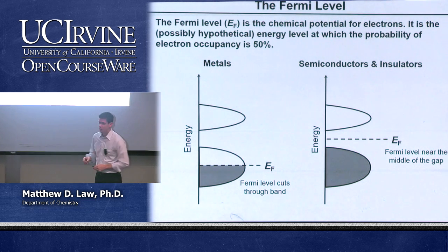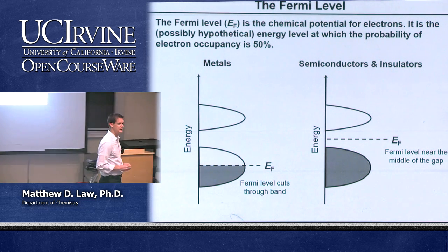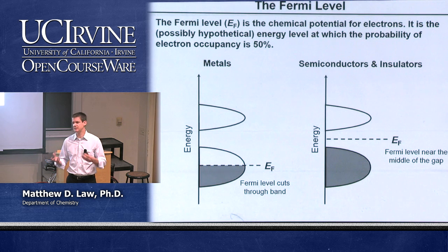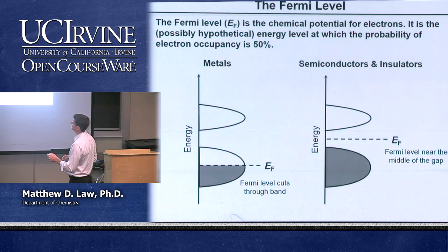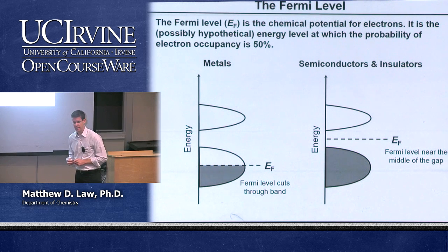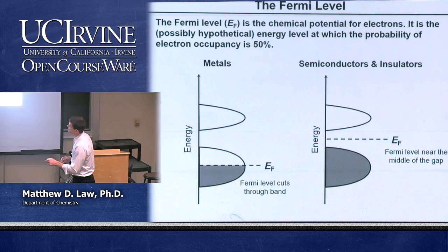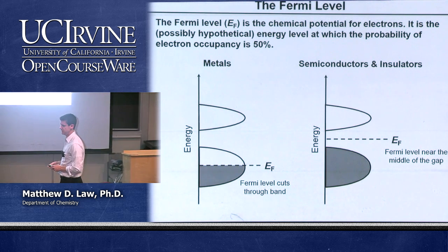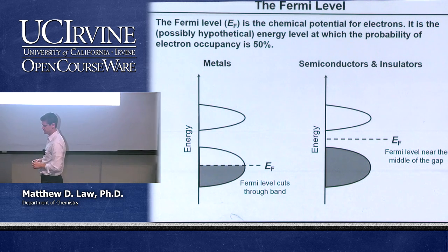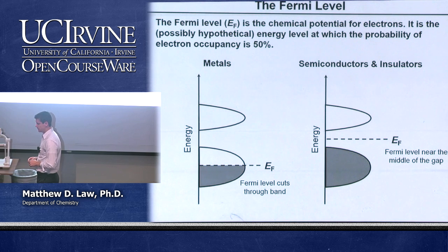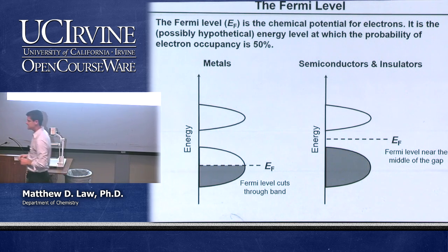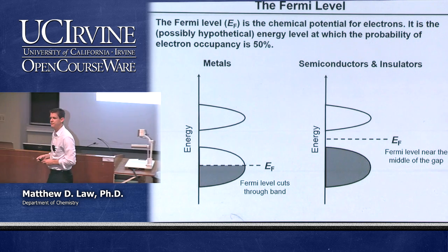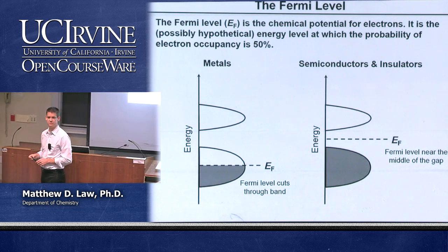Okay. One very important concept that we need to understand in order to understand solid-state chemistry and physics, especially as it relates to electronic properties, is the concept of the Fermi level. Okay. The Fermi level, which is called EF, okay, is the chemical potential for electrons in a solid, in a system. In other words, the important thing for us really is that it's the energy level at which we have 50% probability of occupation of the state.